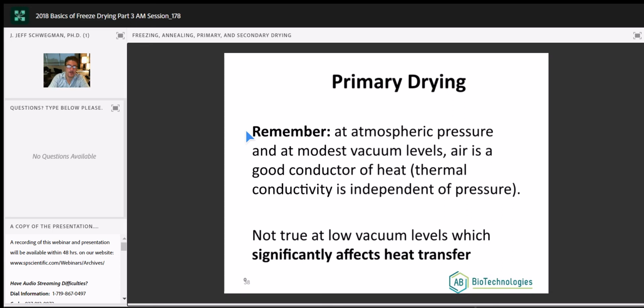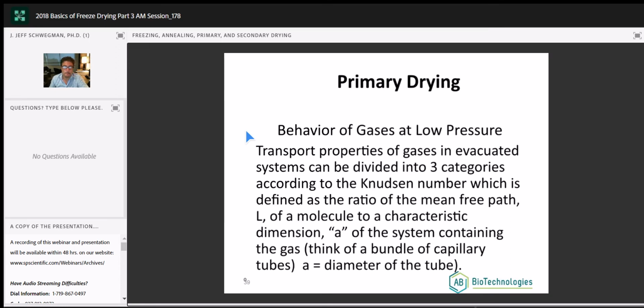Now remember, at atmospheric pressure and at modest vacuum levels, air is a good conductor of heat. Most of us are heating our homes with forced air. So at atmospheric pressure, we heat the air and we recirculate it, good heat transfer. This is not true at high vacuum levels. The behavior of gases at low pressure or high vacuum, the transport properties change, and we can divide those into several different categories according to what we call the Knudsen number, after the guy that came up with this.